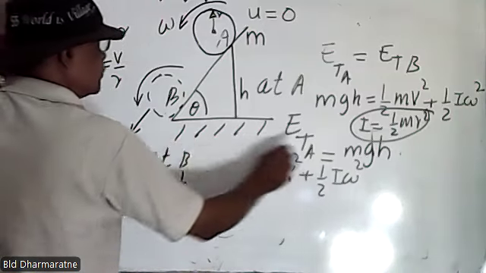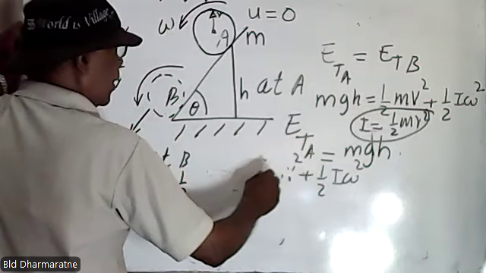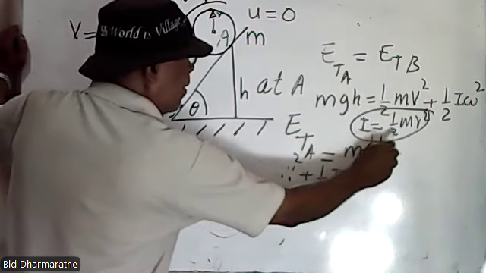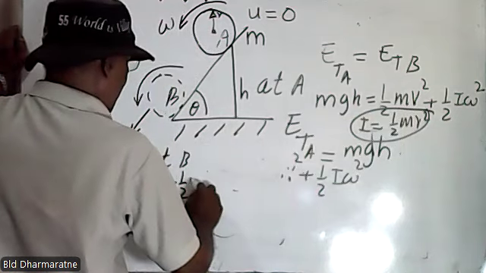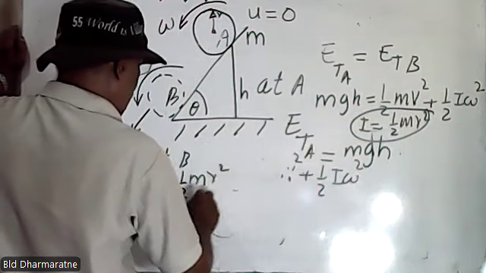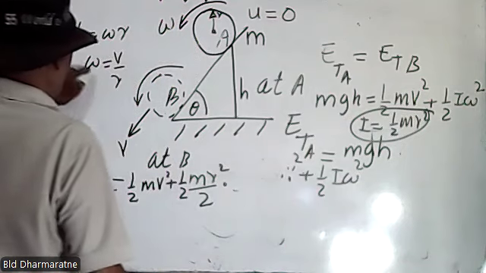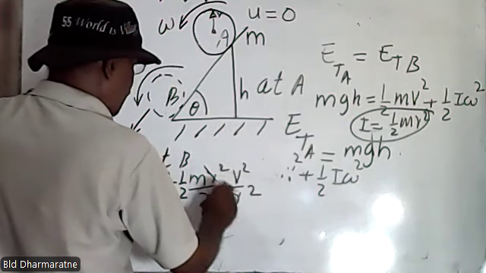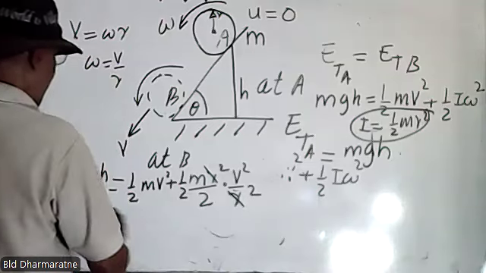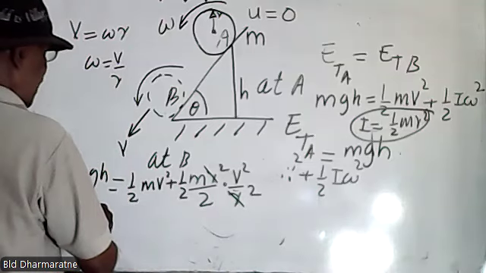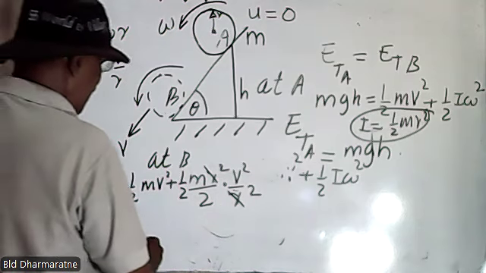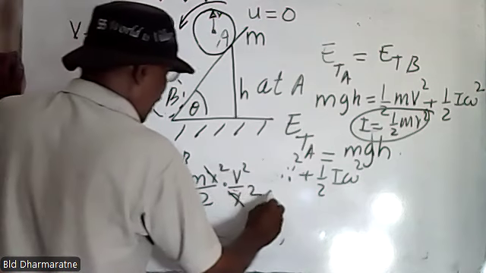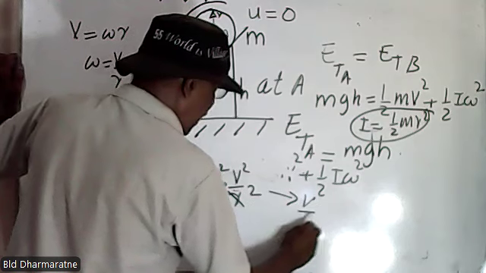Half times I equals m r square over 2, and omega equals v over r, so omega square is v square over r square. R square cancels, and m cancels in the equation. Then we get the equation, and using this equation we can calculate the v value.